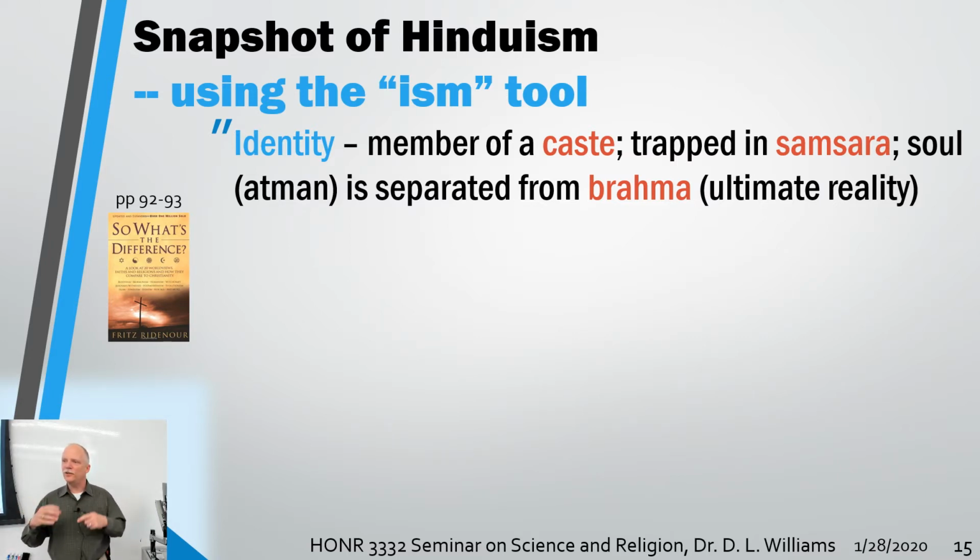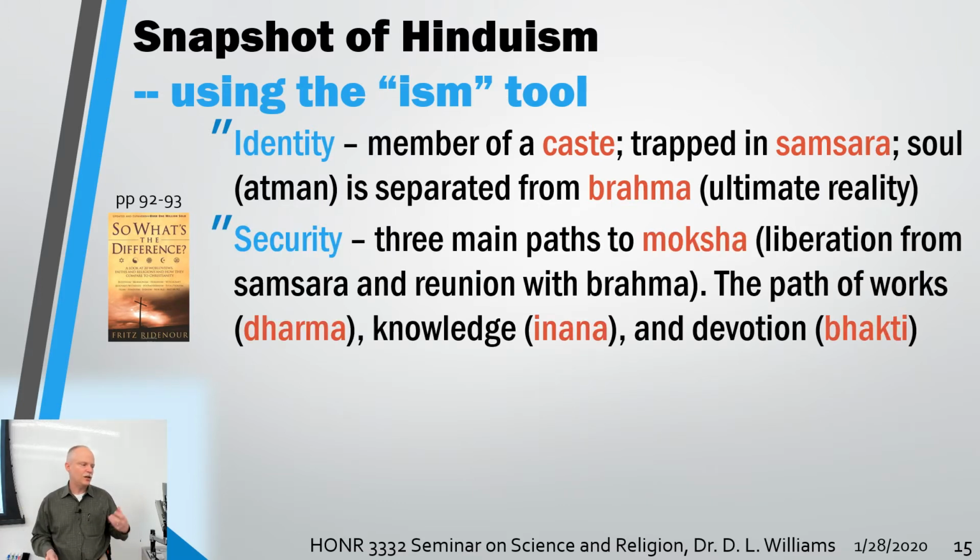So if we take Hinduism, when we look at the ISM, where does a Hindu find their identity? What are the things that classify or group or construct their identity within Hinduism? Hinduism has a caste system. Some places it's more strongly adhered to than others. You're going to find variety in all of these topics. But the person in Hinduism is trapped in samsara, this separation from Brahma, the ultimate reality. That's what the reincarnation cycle is supposed to do. It's supposed to work you through samsara until you reach Brahma. The security, again, is this path to moksha, or liberation from samsara and reunification with Brahma.